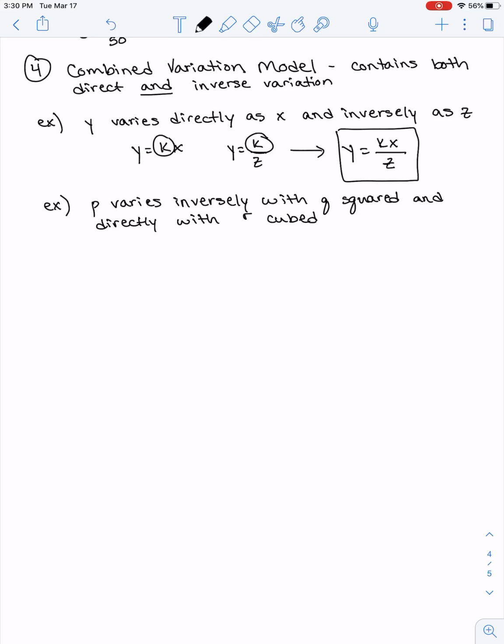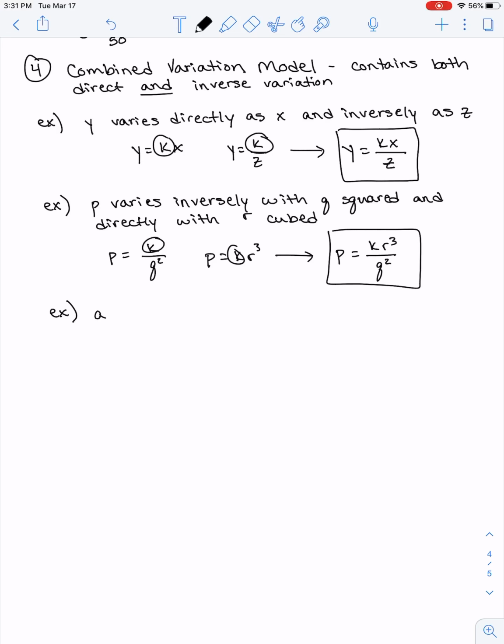Last example here. So if we said that a varies directly as b and inversely as c, if a equals 16 when b equals 12 and c equals 6, find a when b equals 28 and c equals 4.